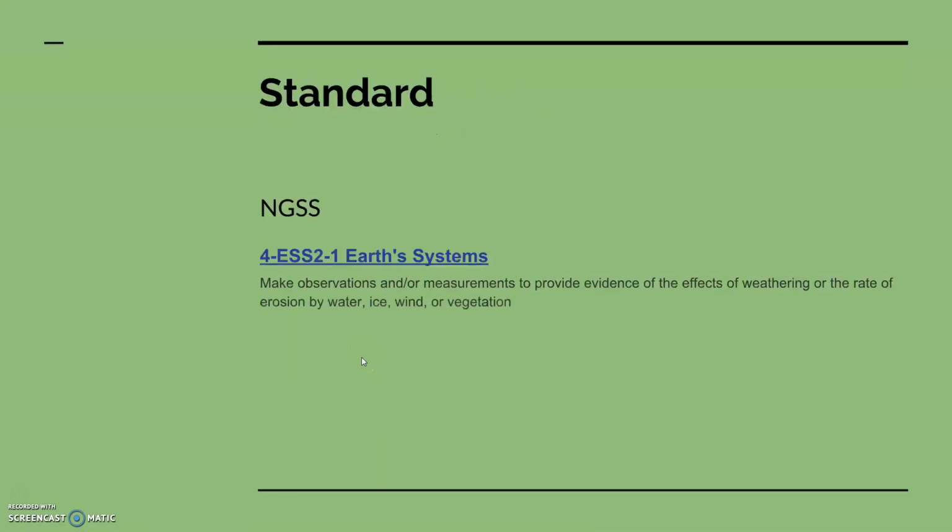We're going to start with a standard. The standard I came up with was to make observations and/or measurements to provide evidence of the effects of weathering or the rate of erosion by water, ice, wind, or vegetation. So obviously we're dealing with water a little bit more, so I decided to go with that route.